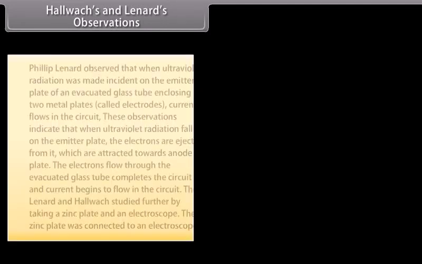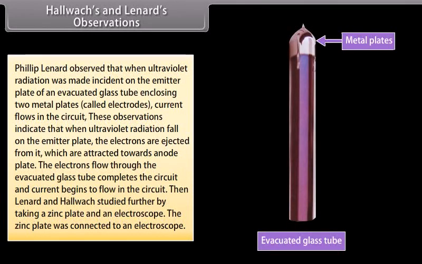Hallwachs and Lenard's observations. Philipp Lenard observed that when ultraviolet radiation was made incident on the emitter plate of an evacuated glass tube enclosing two metal plates called electrodes, current flows in the circuit. These observations indicate that when ultraviolet radiation falls on the emitter plate, the electrons are ejected from it, which are attracted to the anode plate. The electrons flow through the evacuated glass tube, complete the circuit, and current begins to flow in the circuit.